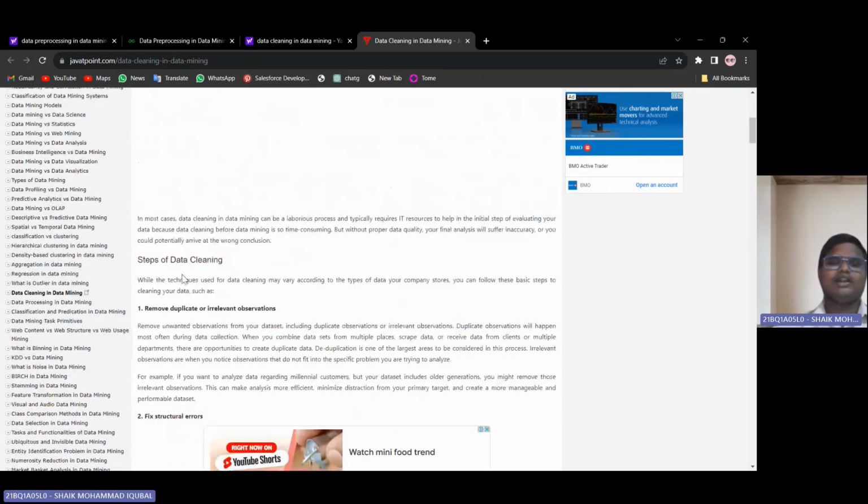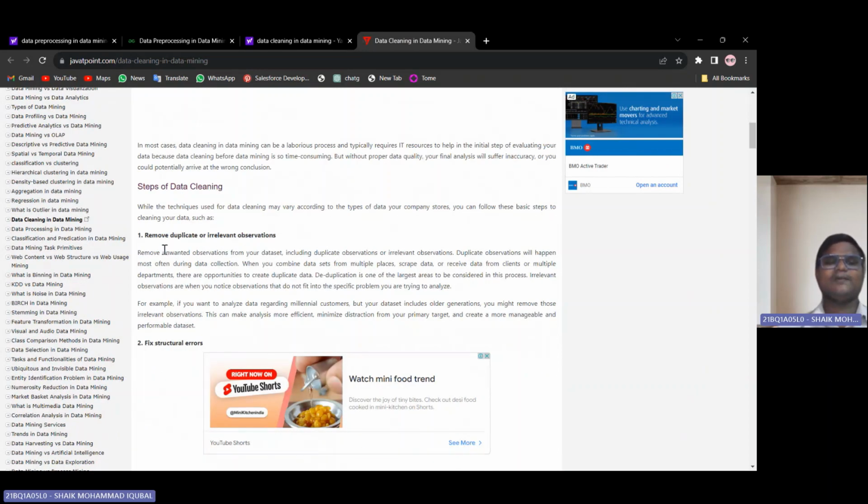So steps of data cleaning. While the techniques used for data cleaning may vary according to the types of data your company stores, you can follow these basic steps to clean your data, such as remove duplicates or irrelevant observations. Remove unwanted observations from your dataset, including duplicate observations or irrelevant observations. Duplicate observations will happen most often during data collection.